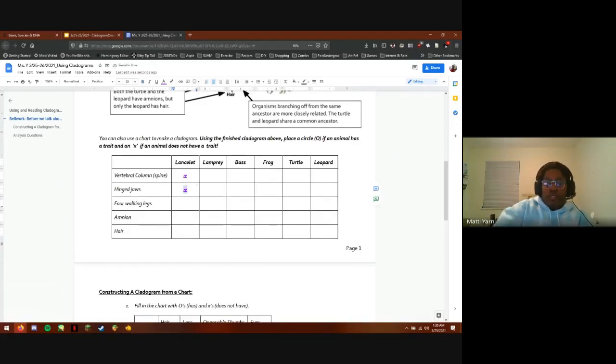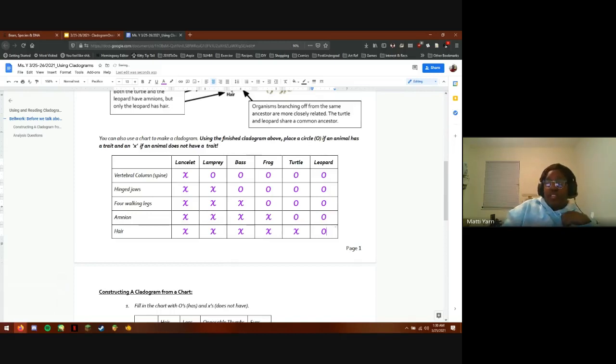I like to use all caps just to make it very big. So the lancelet has none of these. The lamprey has only the vertebral column. The bass has the hinged jaw and the vertebral column, but nothing else. The frog has the hinged jaws, the vertebral column, the 4 walking legs, but not the amnion, not the hair. The turtle does not have the hair, but it has everything else. And the leopard has everything available.